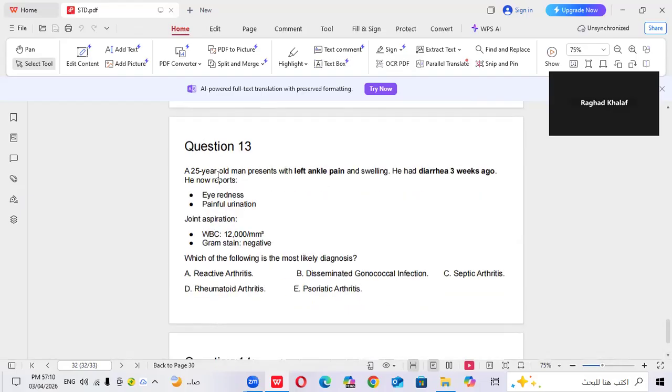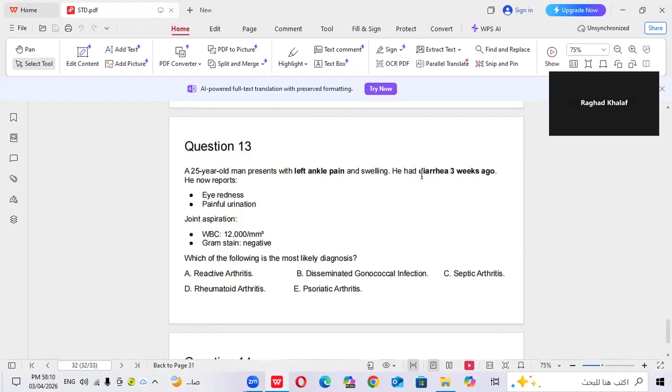Question 13, a 25-year-old man presents with left ankle pain and swelling, and he had diarrhea 3 weeks ago. He now reports eye redness and painful urination. Okay, can't see, can't pee. And here is arthritis, which means can't climb a tree.